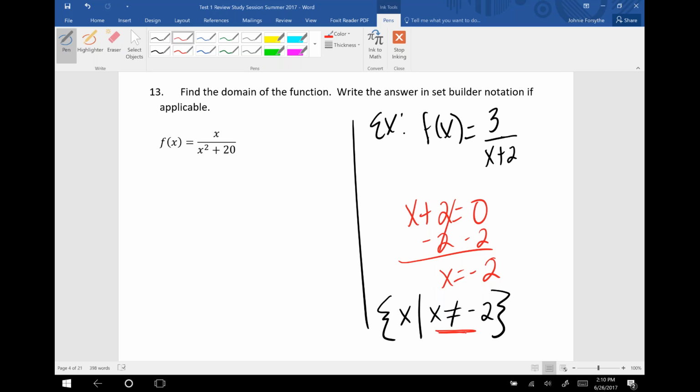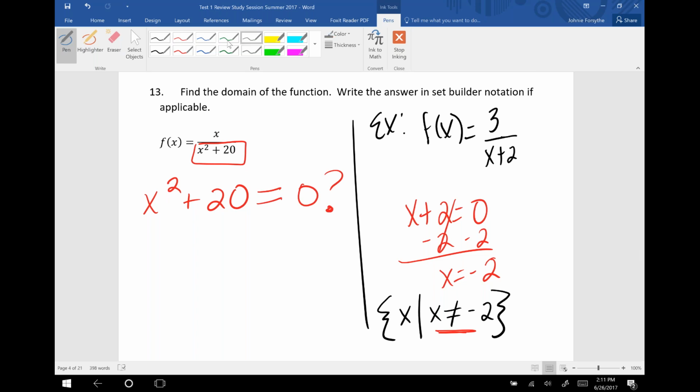Let's look at number 13. We don't have a square root. It's a square, but that's okay. But we do have a denominator. So you look at the bottom, x squared plus 20. Is there ever a chance using real numbers to where this would equal 0? Can this ever happen? Actually, this can never happen because anything squared is always going to be positive.